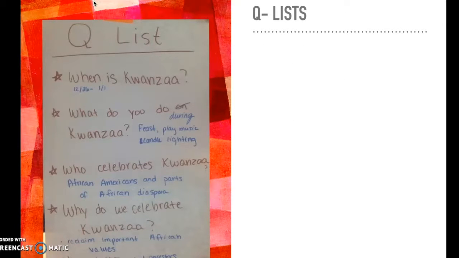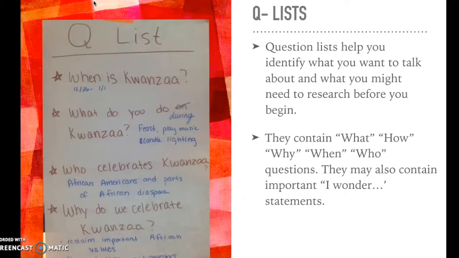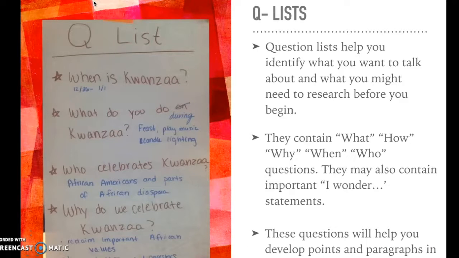Cue lists are where you would start after that. So cue lists are question lists that help you identify what you want to talk about and what you might need to research before you begin writing your essay. They contain how, what, why, and who questions, and they also contain important I wonder statements. These questions will help you develop points and paragraphs in your essay.